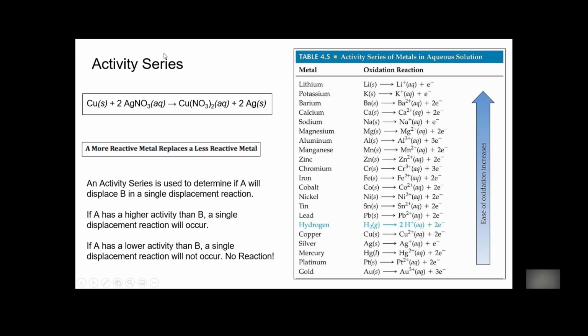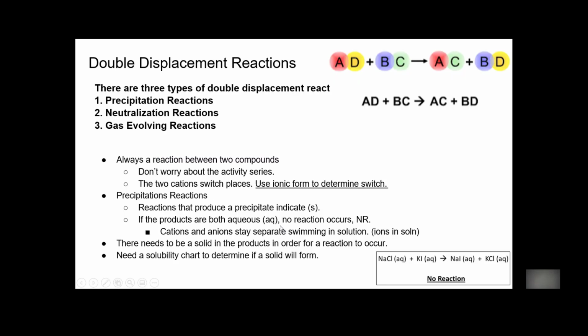So let's go back. If this had been reversed and silver had been a solid and copper had been here in copper nitrate, which would have been a blue solution, nothing would have happened. The silver would have just stayed silver because it's below, so it cannot kick the copper out of its place.